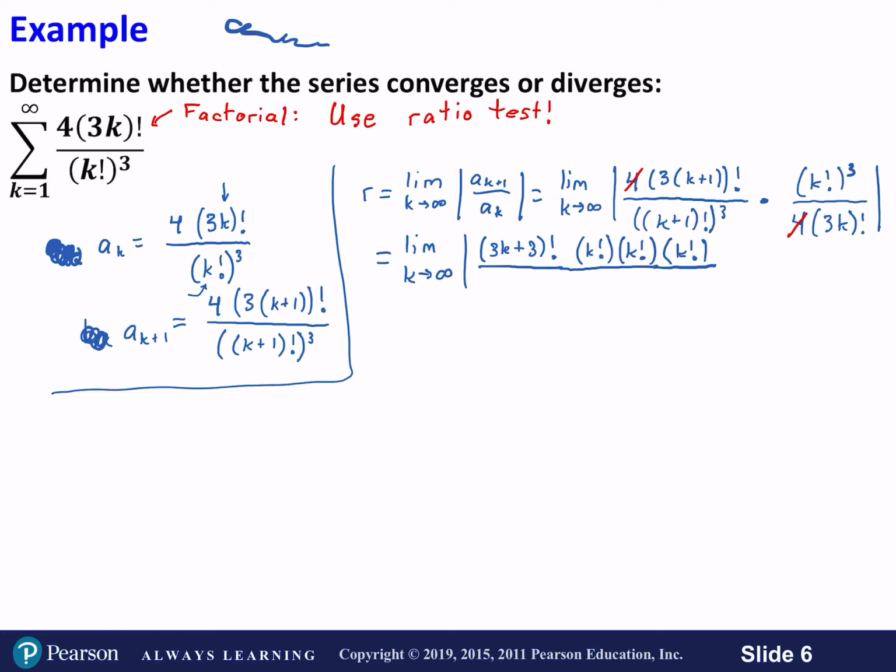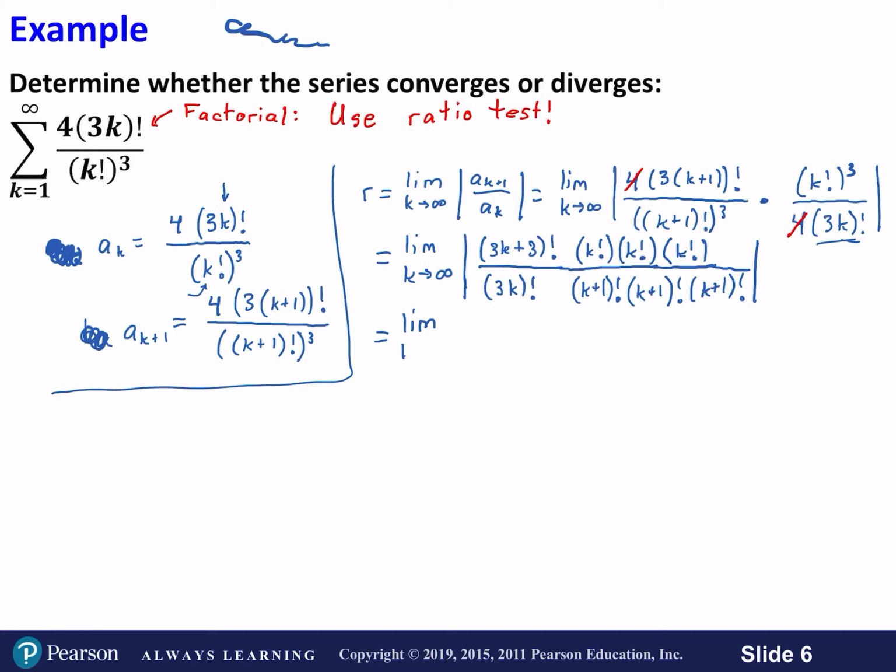On the bottom, we have (k+1)! cubed. And so we can write that as (k+1)! times (k+1)! times (k+1)!. And of course we have this (3k)! over here as well. Okay.